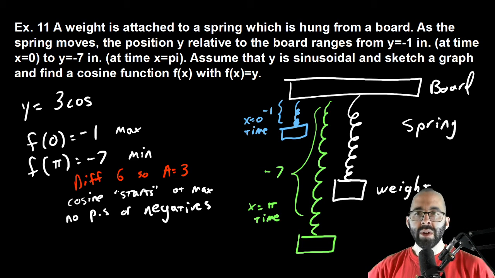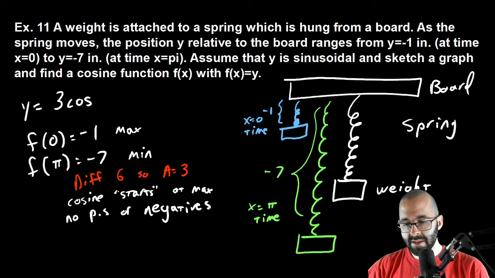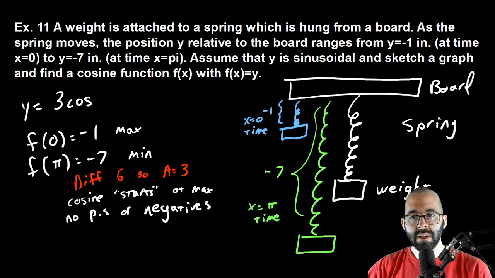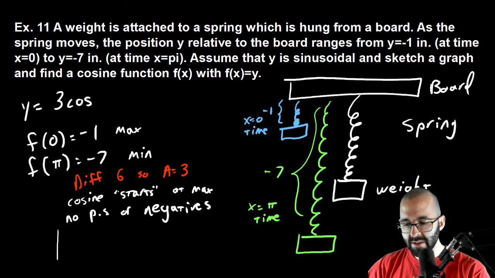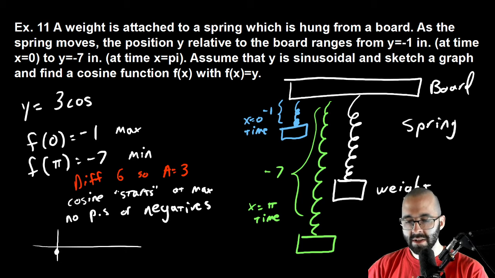All right. What else do we need to know? We need to know the period. What is the period here? It's kind of hard to see. Think of a little sketch here. We start at the maximum of -1. And then when we get to pi, we're at the minimum. So we're kind of looking like this.